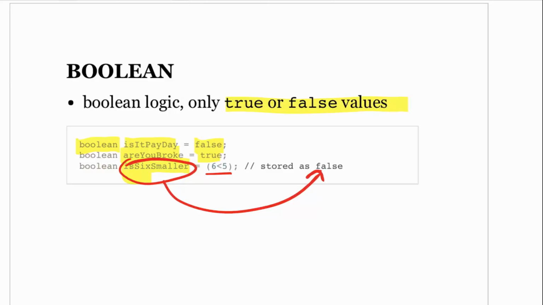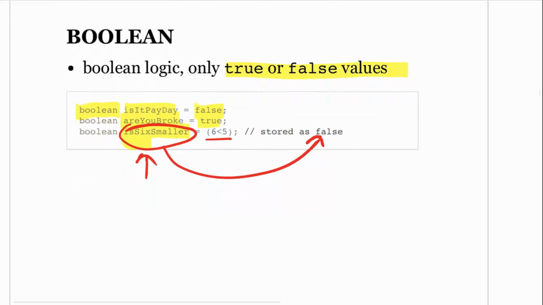If your arithmetic is false, then the value of the variable will be stored as false. And if it's true, then the value will be stored as true. So Booleans act as a truth check for certain statements that you want to check. So moving on.